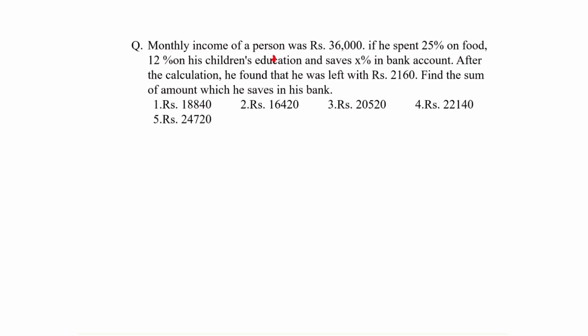The monthly income of a person was 36,000. He spent 25% on food, 12% on children's education, and saves 6% in a bank account. After the calculation, he found that he was left with 2,160 rupees. Find the sum of the amount which he saves in the bank.